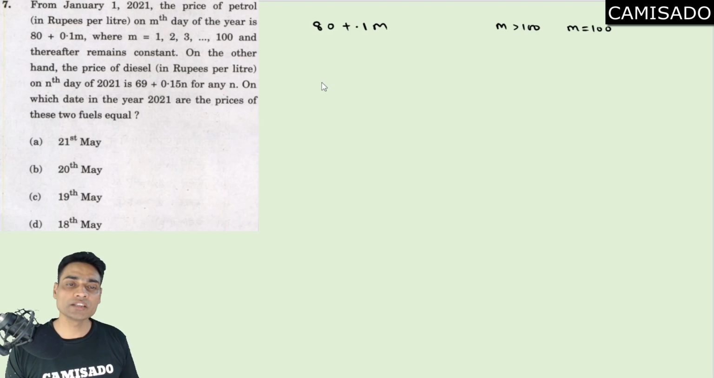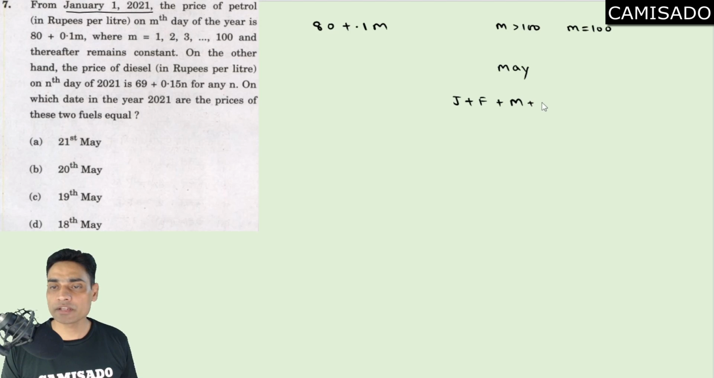On which date in the year 2021 are the prices of these two fuels equal? So friends, by seeing all the four options, I can judge here that May is a month, and the first day from where we have to calculate the price is January. So you can see January plus February plus March plus April.